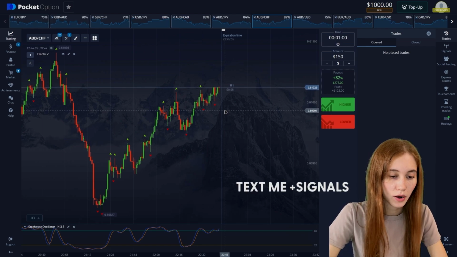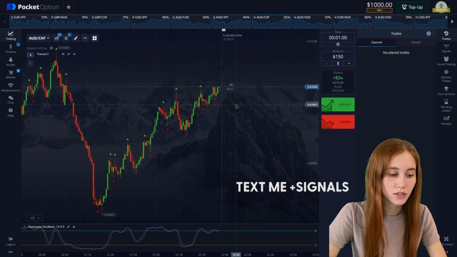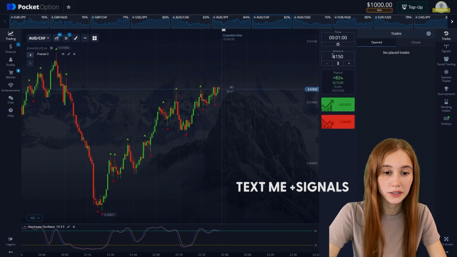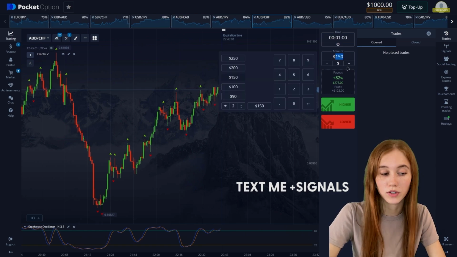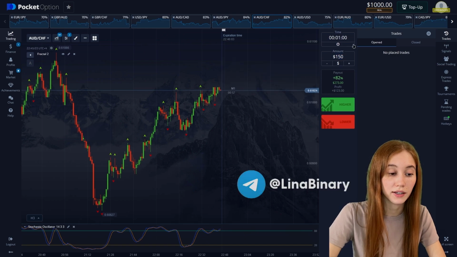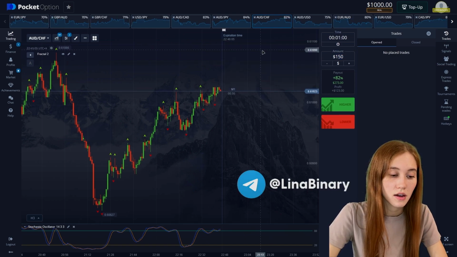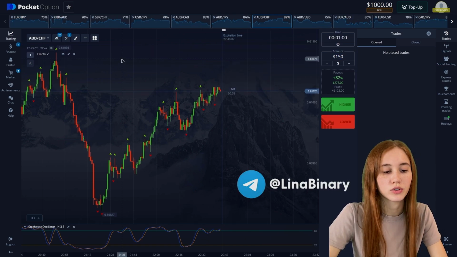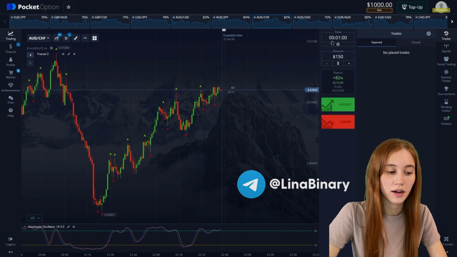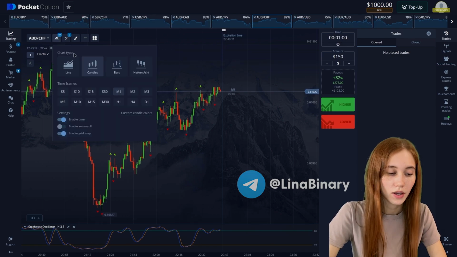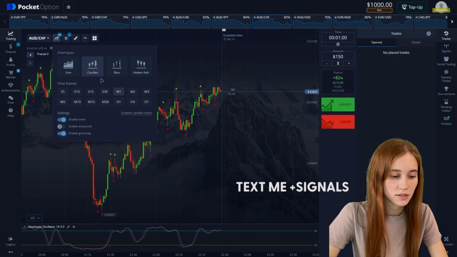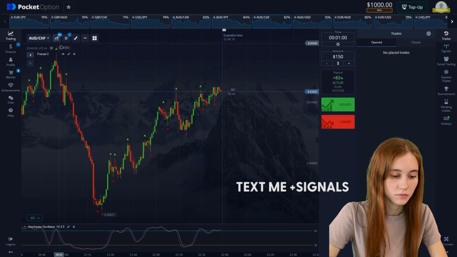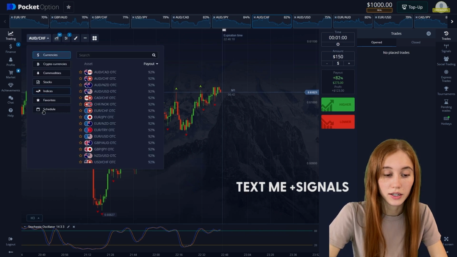And let's set up our workspace. First, we set the trade amount to $150, a little more than 10% of our bank. Also, today we'll trade on minute trades and set a minute time frame and set candles. We'll also trade on currency pairs.